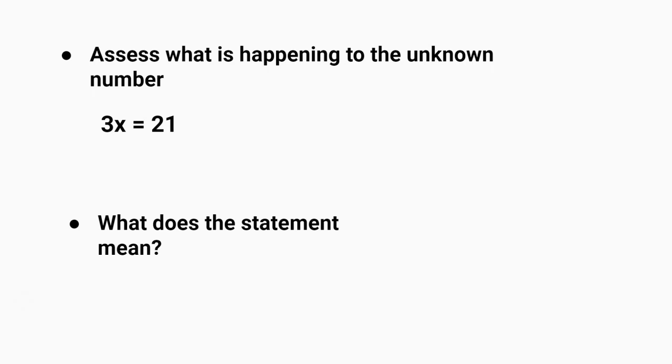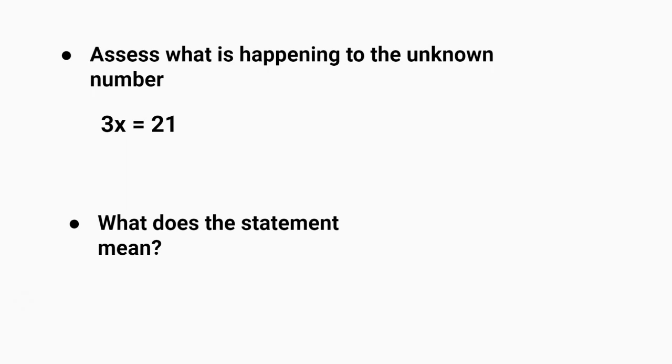While some people might say, oh, you would do this on both sides, or you would undo an operation, what we want to do is look at what this statement is actually saying. It's saying we had an unknown number x, and then we multiplied it by 3, and so that got 21. So 3 times our unknown number got us to 21.